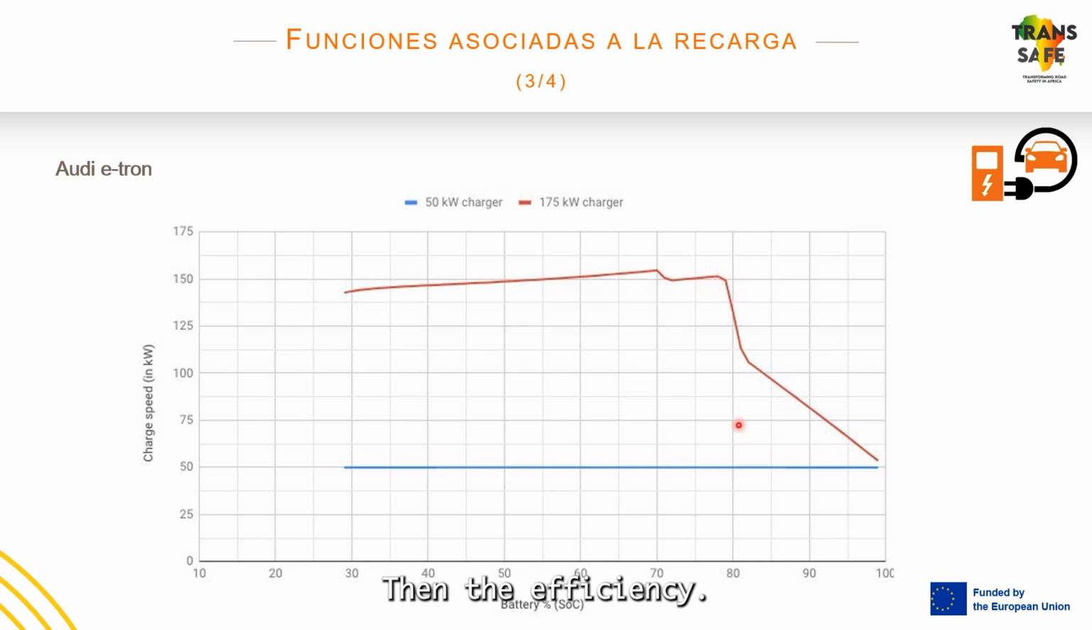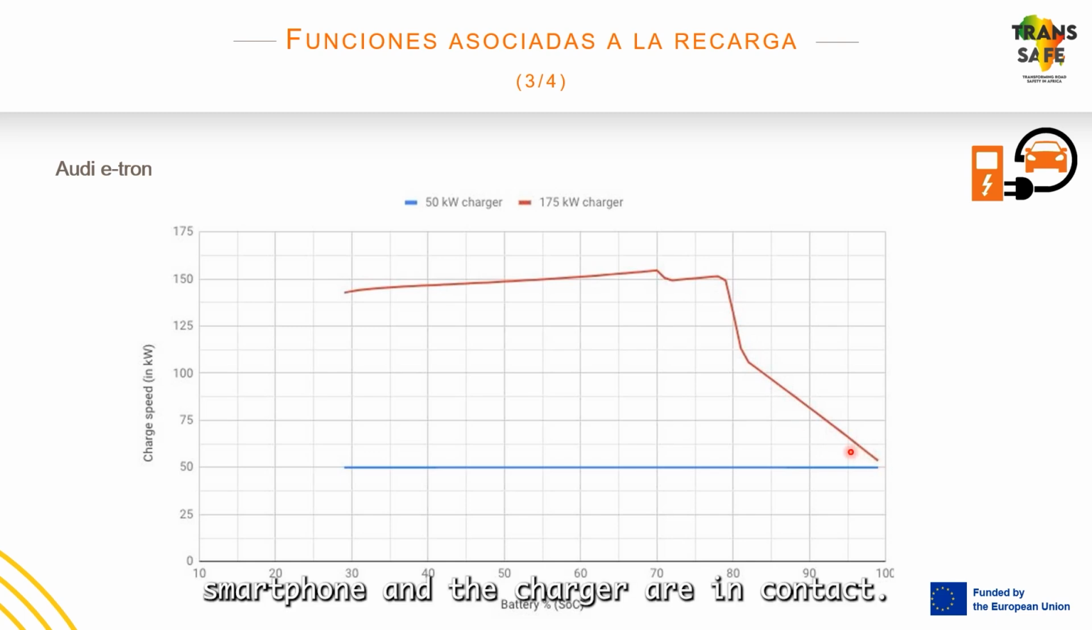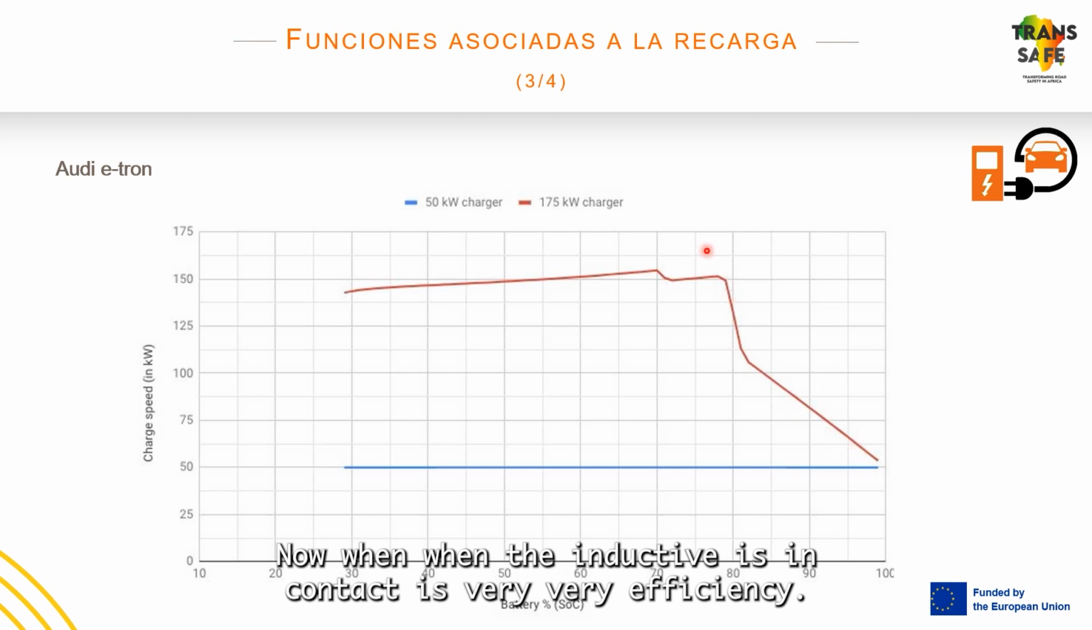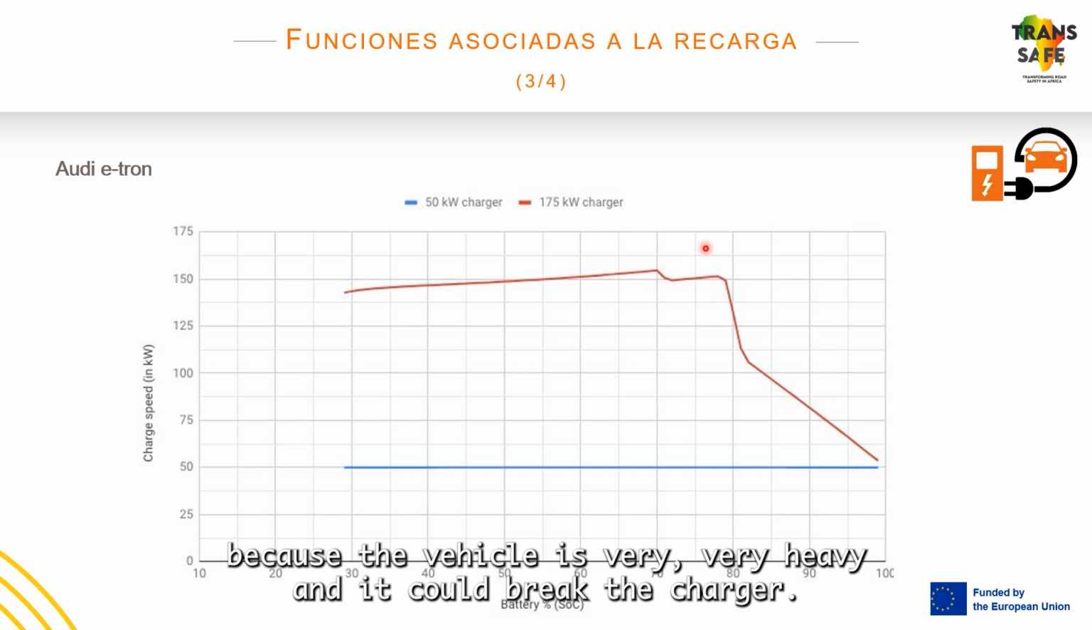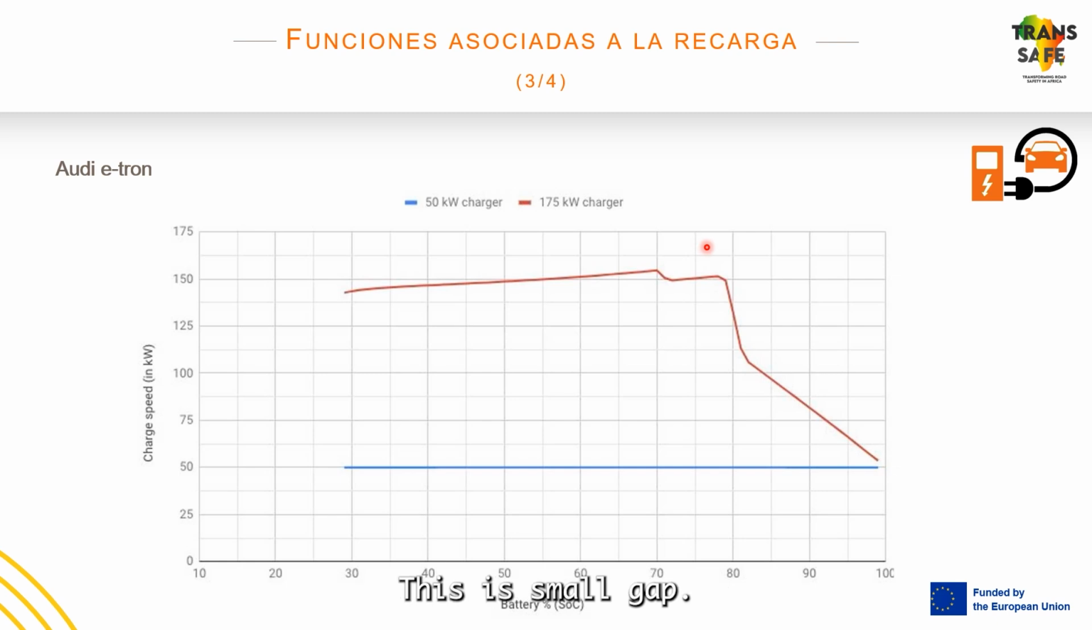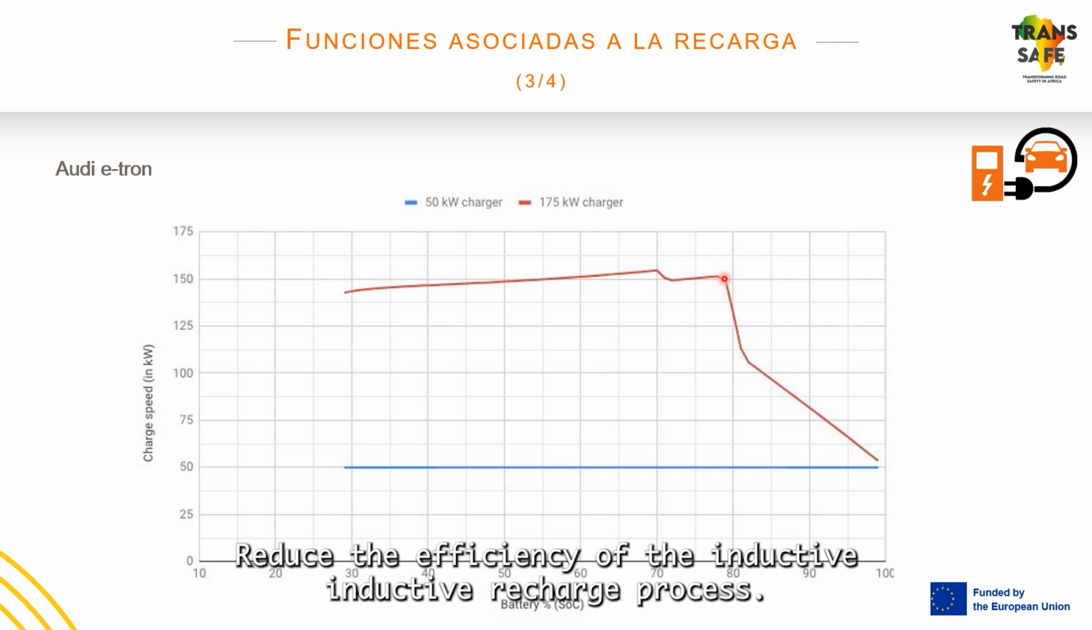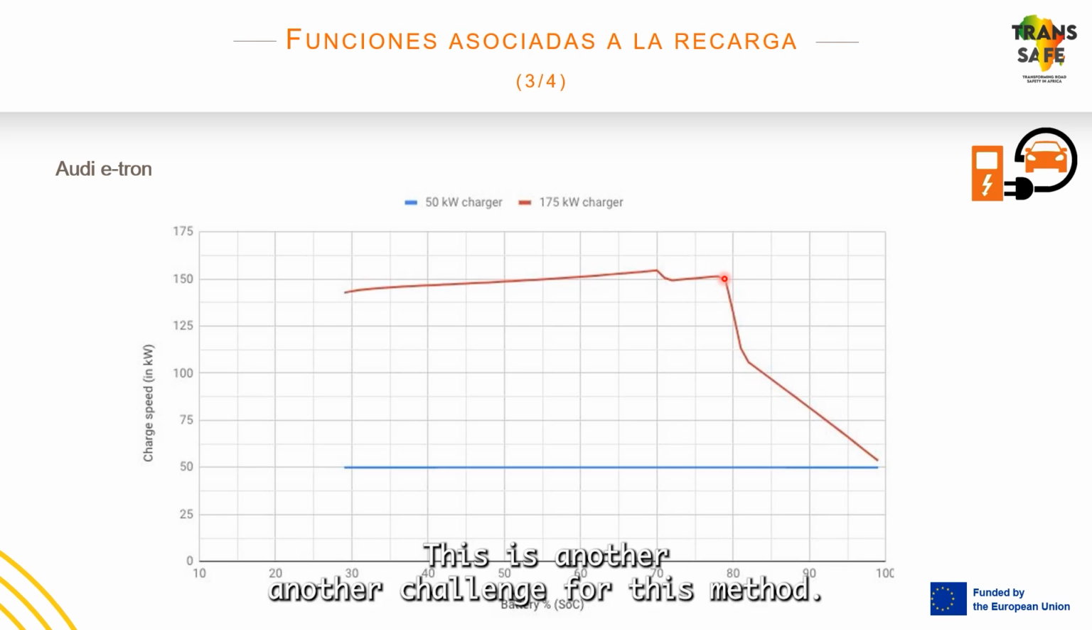Then the efficiency. For example, your smartphone and the charger are in contact, and when the inductive coils are in contact, it's very efficient. But what happens between a vehicle and the charger? The vehicle cannot be in contact with the charger because it is very heavy and could break the charger. So you have a very small gap here. This small gap reduces the efficiency of the inductive recharge process. This is another challenge for this method.